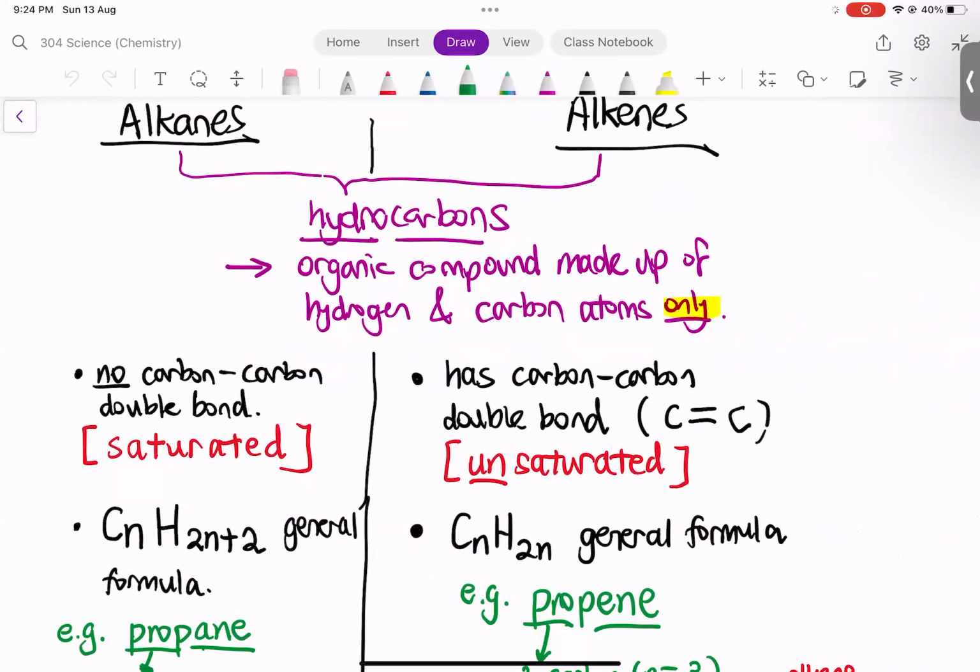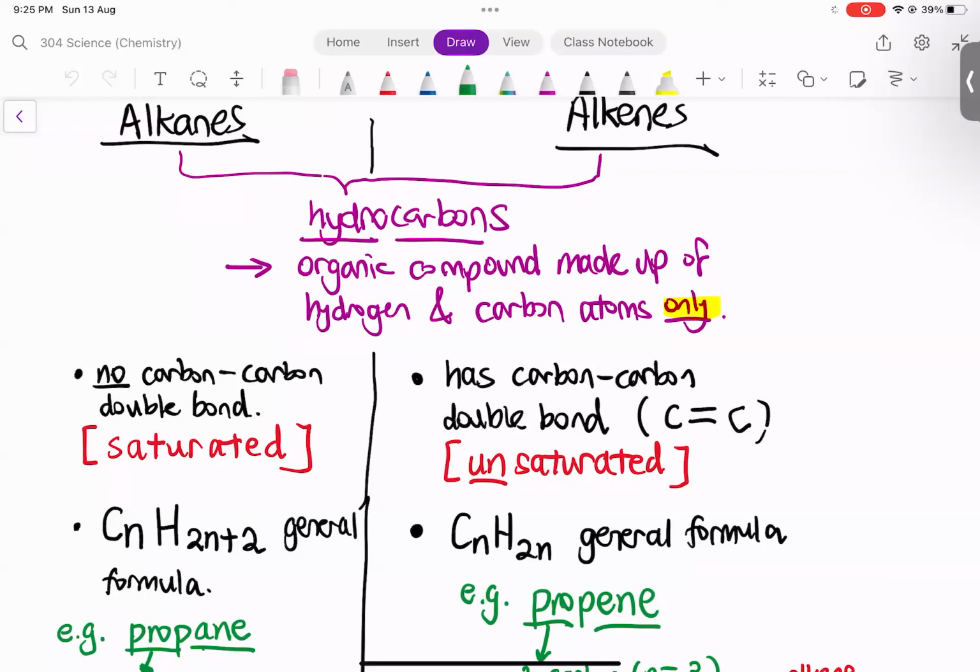Alkanes and alkenes are hydrocarbons. You need to know what's the definition of a hydrocarbon. Hydrocarbons are organic compounds that are made up of hydrogen and carbon atoms only. The keyword here is only. It can only have hydrogen and carbon inside the compound. It cannot have other things like oxygen, chlorine, bromine. All right, it must only be hydrogen and carbon strictly.